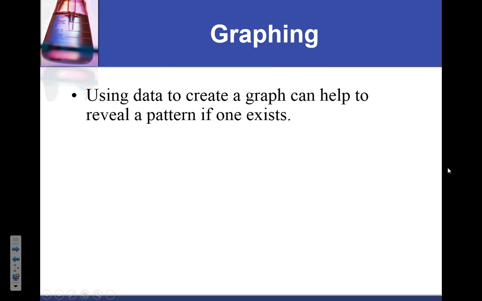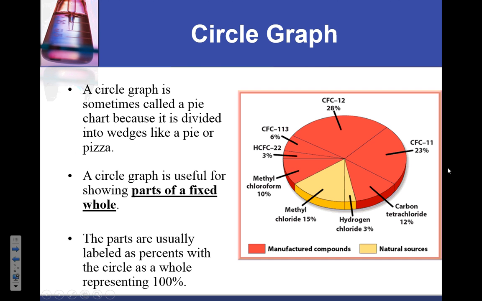Graphing is using data to create a graph to help you reveal patterns if they exist. When you're looking at a list of numbers, sometimes the trends and patterns that exist are much easier to see when you're looking at it in graphical form. So it's a visual way to represent what we're talking about, a visual display of data that helps us see trends and understand ideas better.